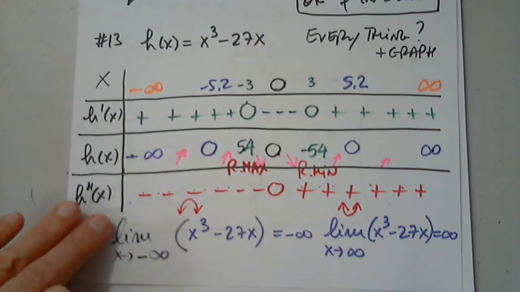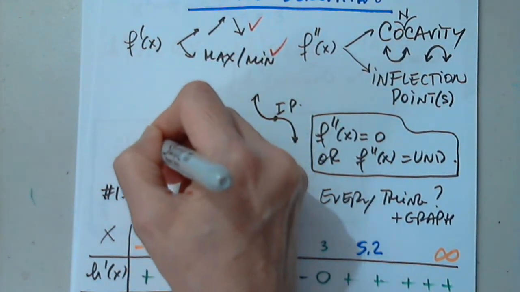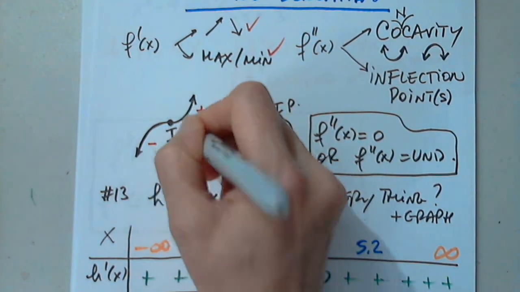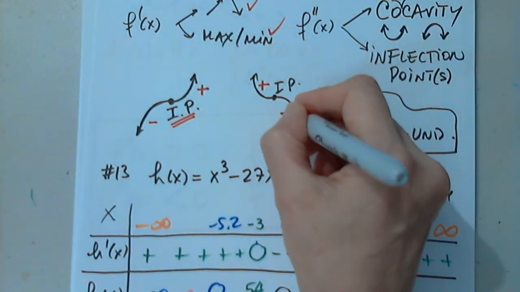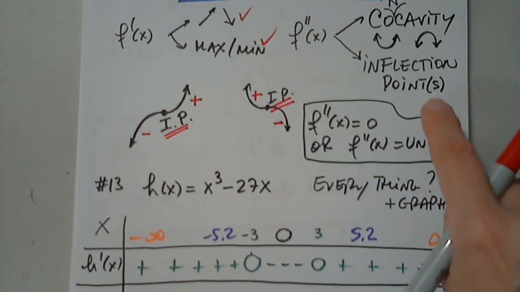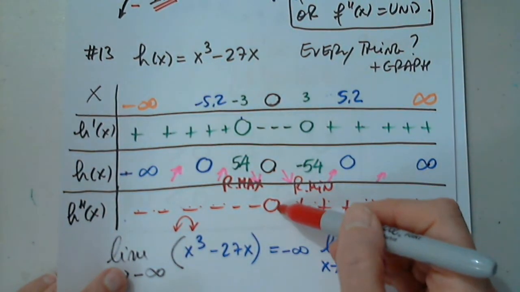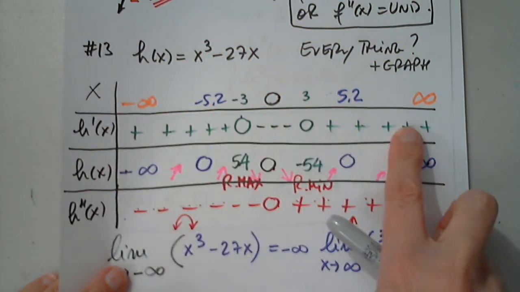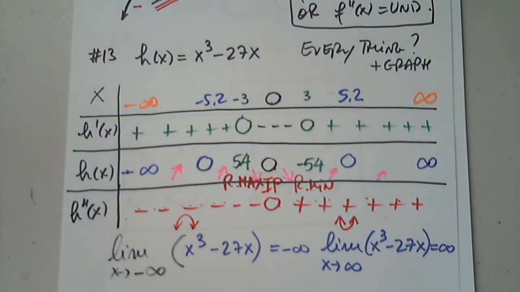So this is what's happening. Here, the second derivative is negative, and here the second derivative is positive. That's why this is an inflection point. Here the second derivative is positive, here the second derivative is negative. That's why this is an inflection point. So the inflection point exists if the second derivative is 0 or undefined, and it changes sign, exactly like with the first derivative. So (0, 0) is an IP, an inflection point.